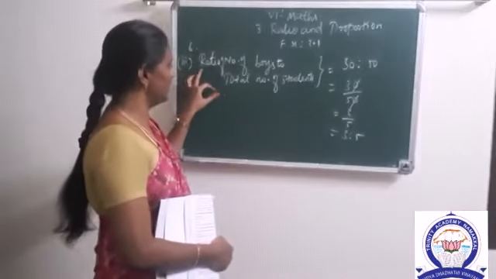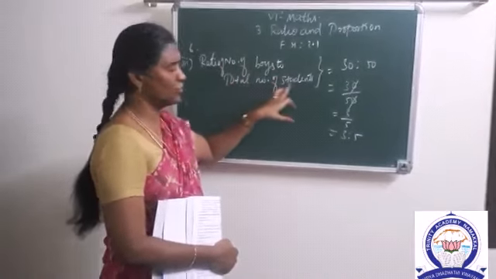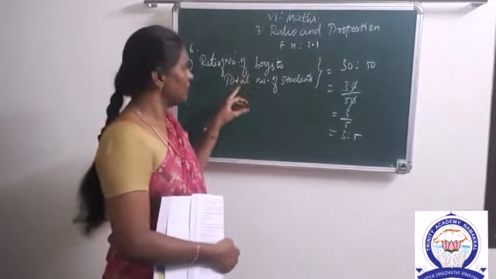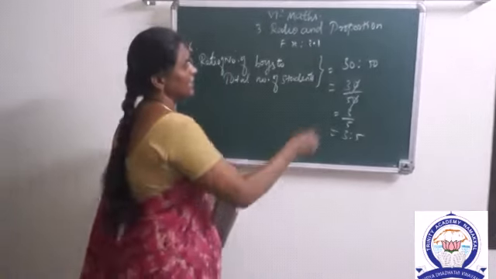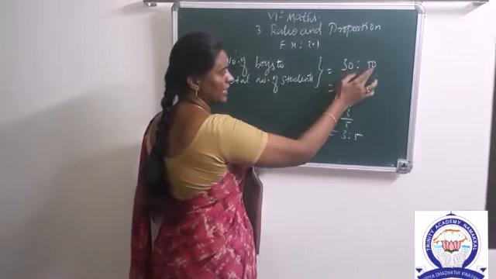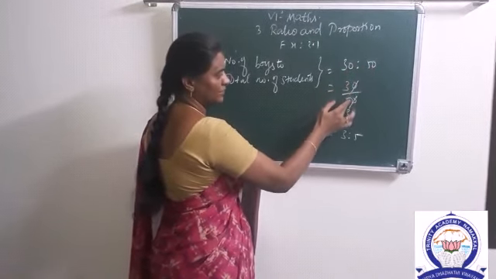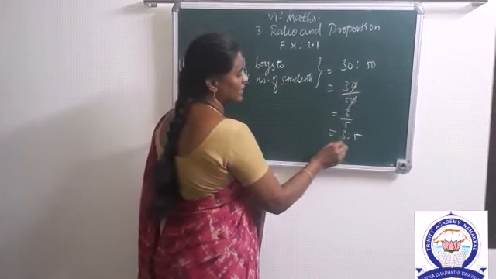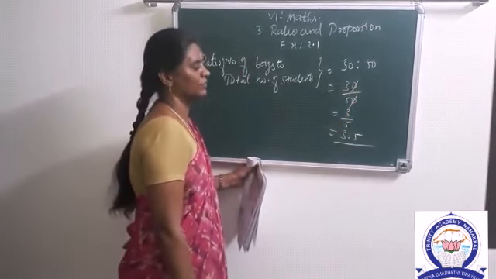See the third option, we find the ratio of number of boys to total number of students. What is the number of boys? 30. Total number of students? 50. So we write in the ratio form 30:50. We write in the fraction form 30 by 50. The zeros get cancelled. 3 by 5. Again we write in the ratio form 3:5.